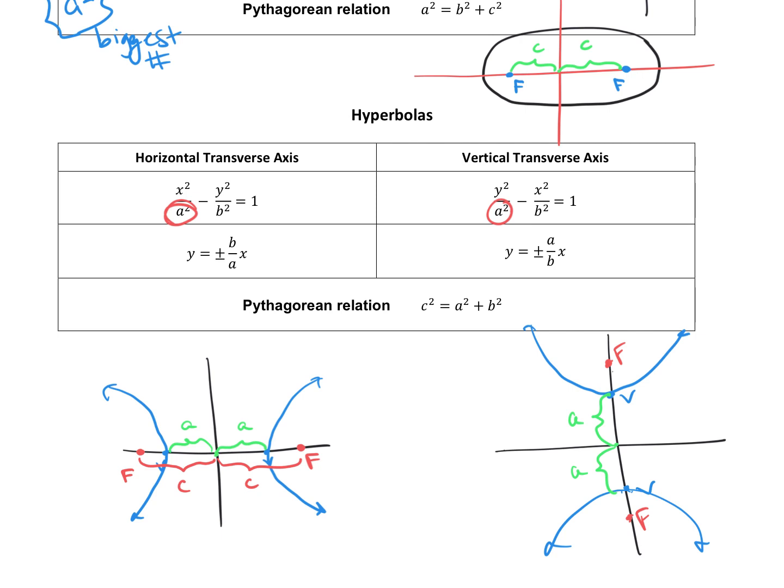And the focus is c units away from the center in both directions. So if you can figure out what your c value is from your Pythagorean relation, then you can go to your center and just count that many units. In a vertical hyperbola, you would count that many units above and that many units below to plot each focus.